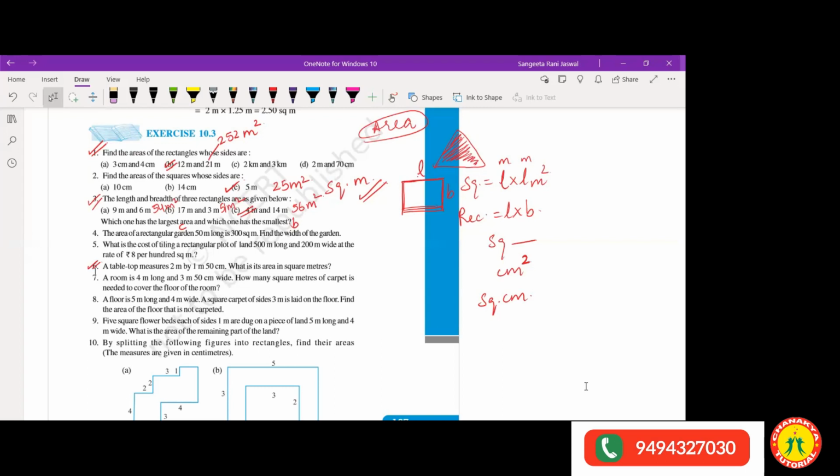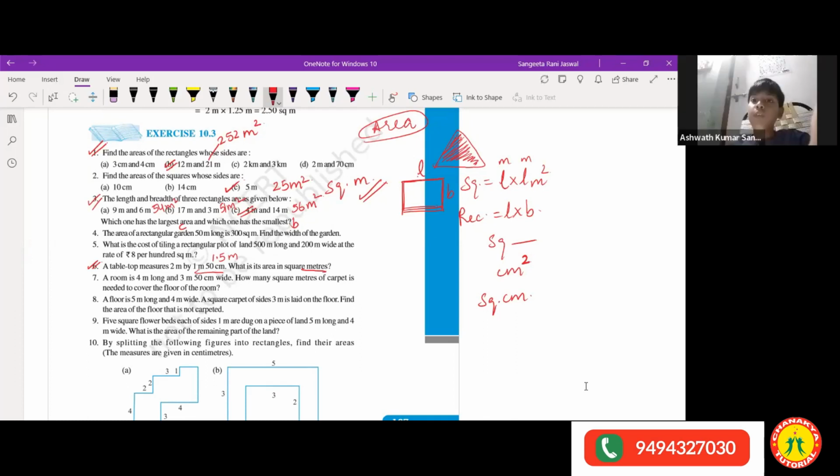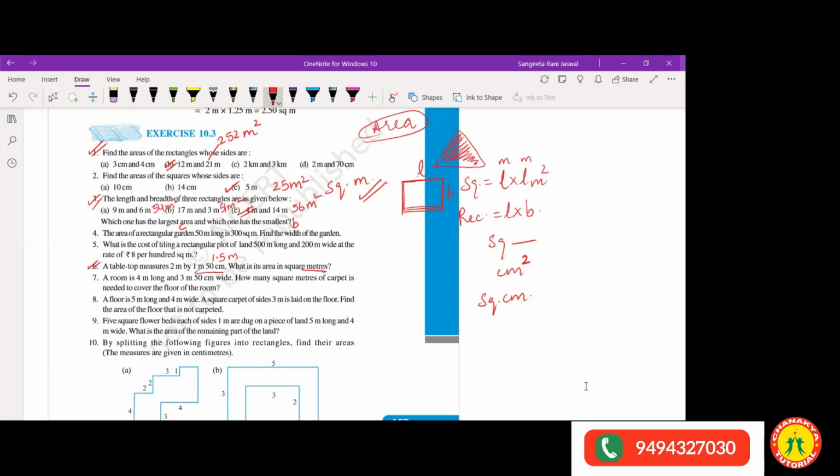So you will be converting this to meters because the area is asked in meters. So when you convert this to meters, what do you get? So the tabletop's length is given, breadth is given. Find the area. Ma'am, it would be 6 square meter. 6 square meters. Okay. Let others also give their answers.